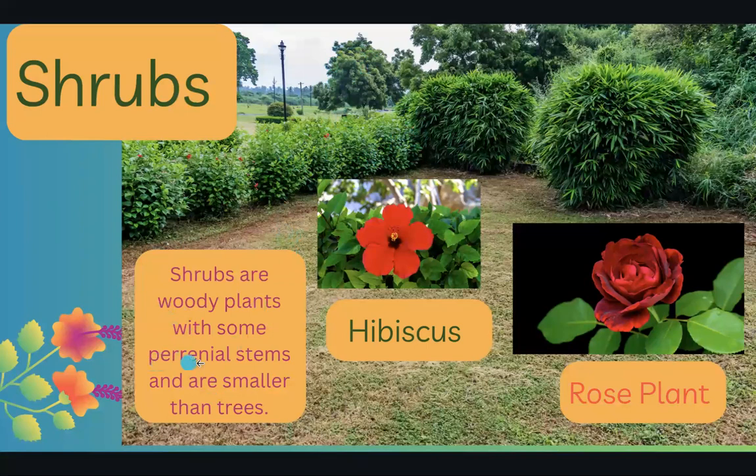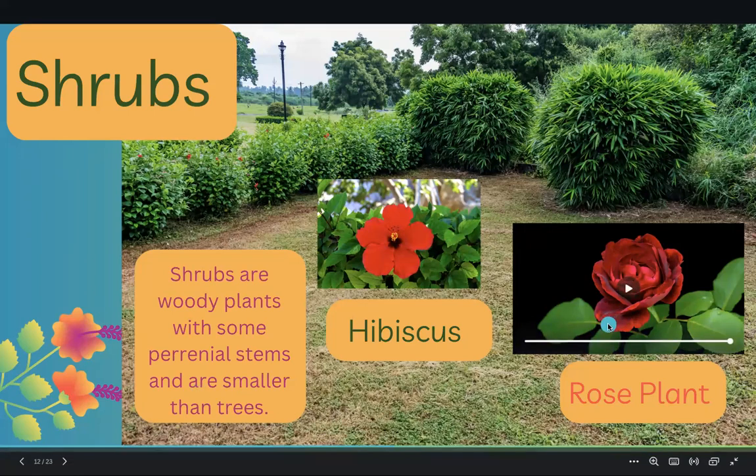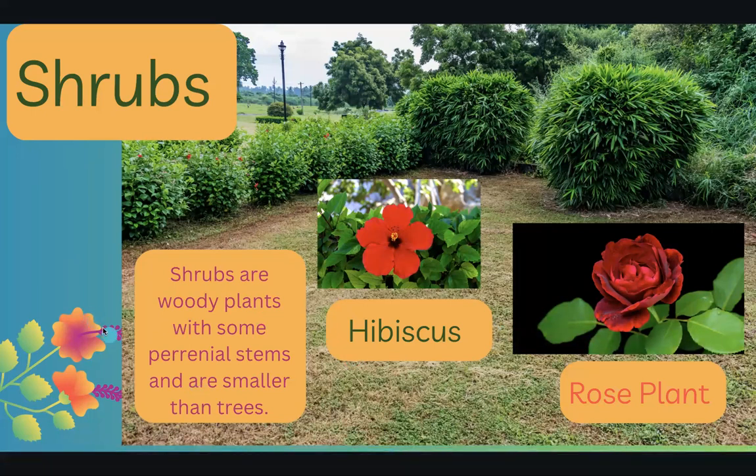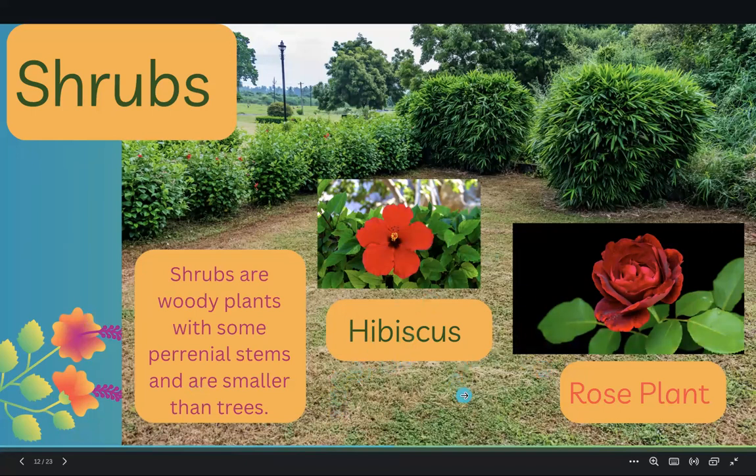Now, when we call perennial, that means it can stay for a long time too. Like every year, if it is in Minnesota, every winter it will fall off. The leaves are falling off, but then after winter, during spring, it will spring back too. Okay, so shrubs have woody branches. Some examples of shrubs are hibiscus, or in my dialect, it's called gumamela.